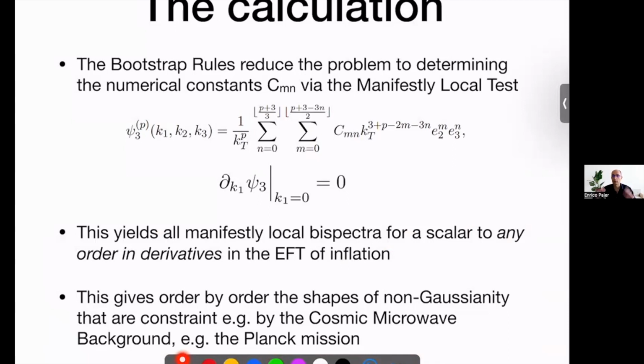So this is a completely different way to compute an observable, a 3-point function, without writing down a bulk Lagrangian and doing the calculation within the bulk Lagrangian, which is much more complicated. It just follows from this relation.